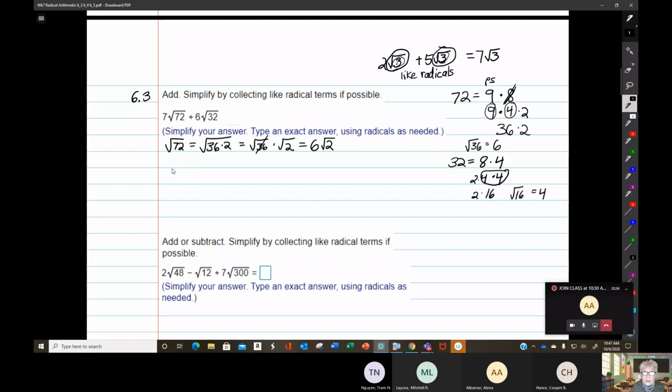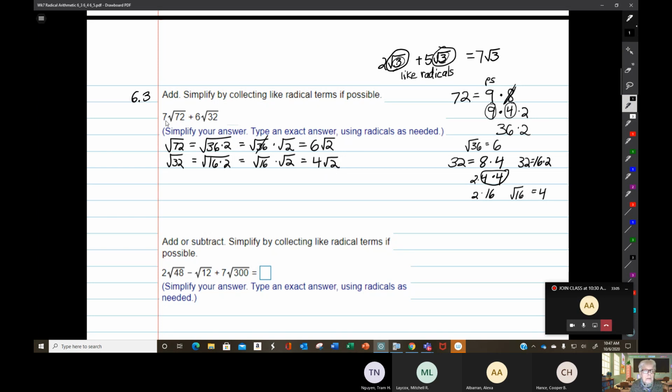So let's look at the square root of 32 in this new light. 32 also equals 16 times 2. So the square root of 32 equals the square root of 16 times 2, which is the square root of 16 times the square root of 2, which is 4 times the square root of 2.